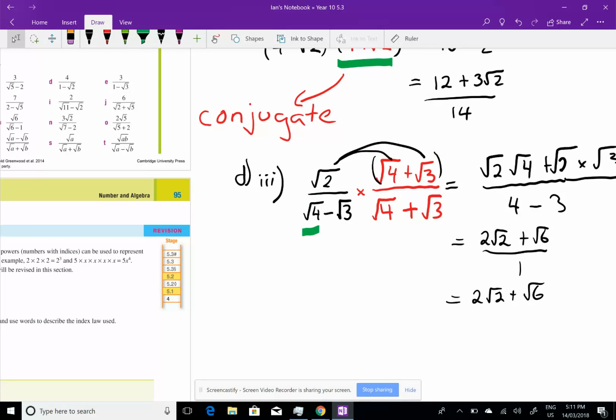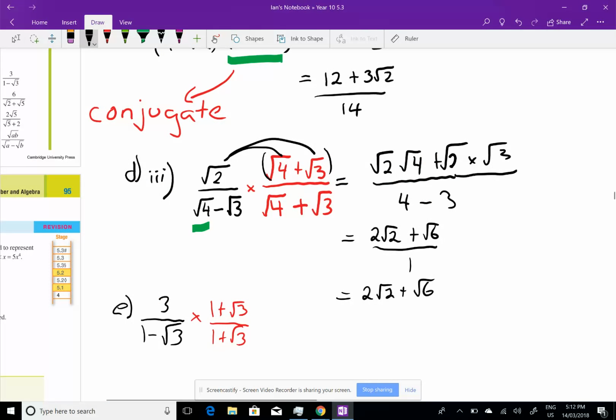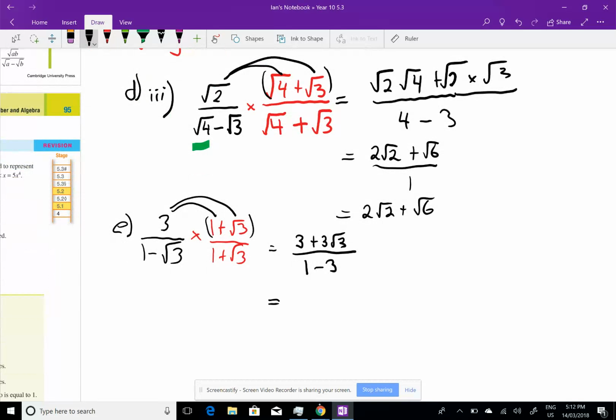I want to go down and have a go at some of the number ones in 14. So I'll do E, J, and O. So here's E. 3 on 1 minus root 3. Well, what do I multiply by? The conjugate is the same thing with a different sign. Well, that's easy now. 3 times 1 and 3 times root 3 gives me 3 plus 3 root 3. And on the bottom I've got the difference of 2 squares, so it's 1 squared, 1, minus root 3 squared, 3. So I get 3 plus 3 root 3 on negative 2.